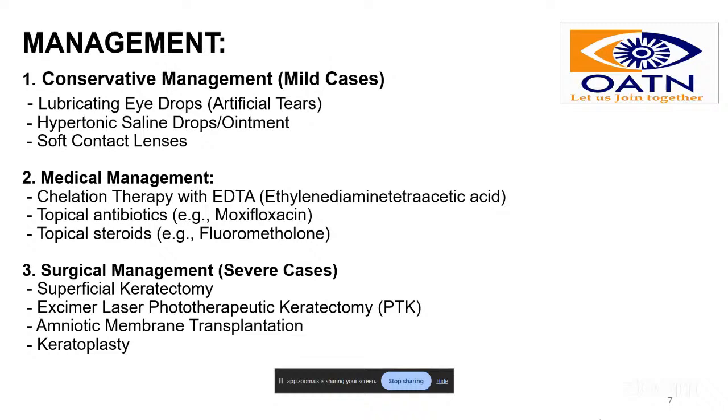Amniotic membrane transplantation is also done in severe cases where an epithelial defect is still found. In that, a piece of amniotic membrane, the inner layer of the placenta, is taken and grafted over the cornea, which has a property to help the growth of the epithelium. So amniotic membrane transplantation may also be performed. In deep cases, keratoplasty, which is the end stage, the corneal transplantation, may also be performed.